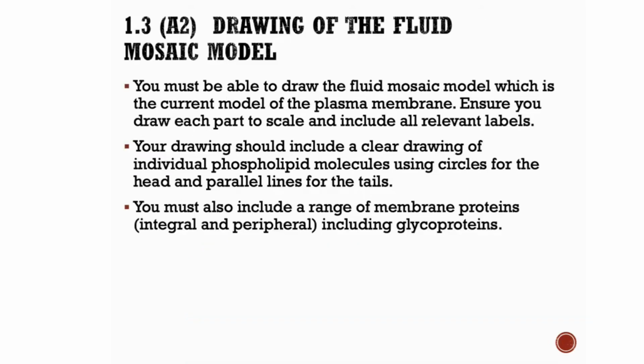So you must be able to draw the fluid mosaic model, which is the current model of the plasma membrane. Ensure you draw each part to scale and include all relevant labels. Your drawing should include a clear drawing of individual phospholipid molecules, using a circle for the head and parallel lines for the tails. You must also include a range of membrane proteins, including glycoproteins.